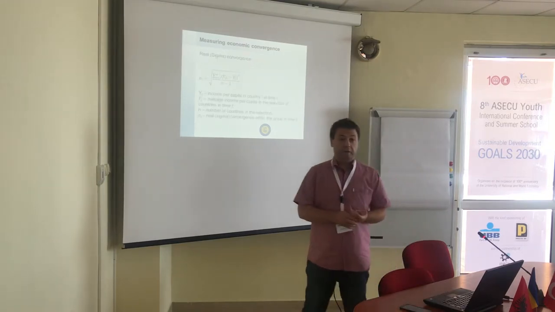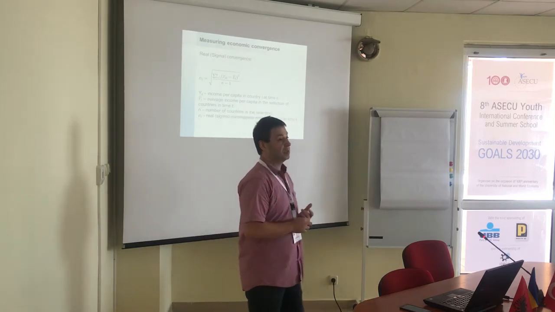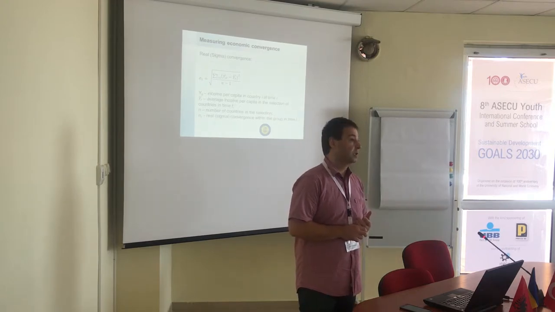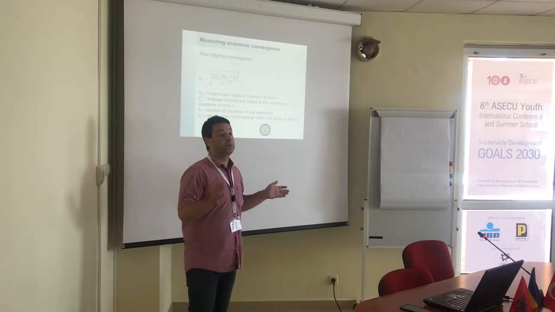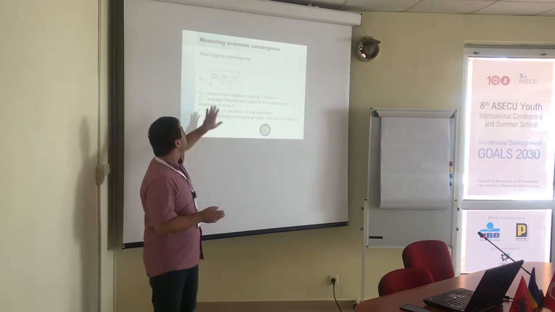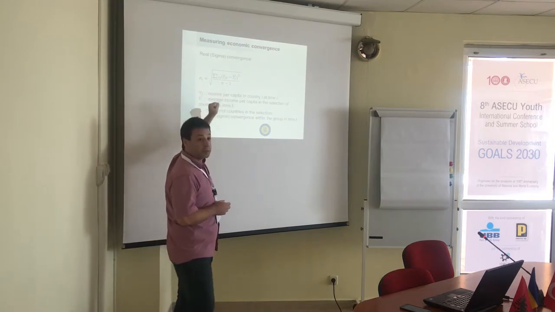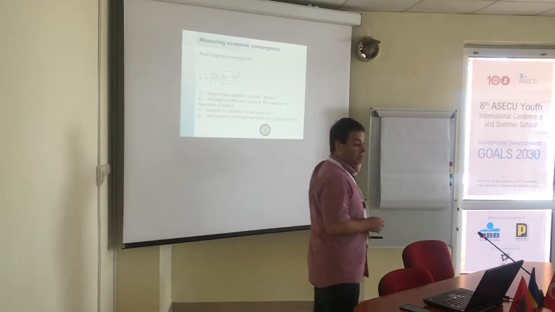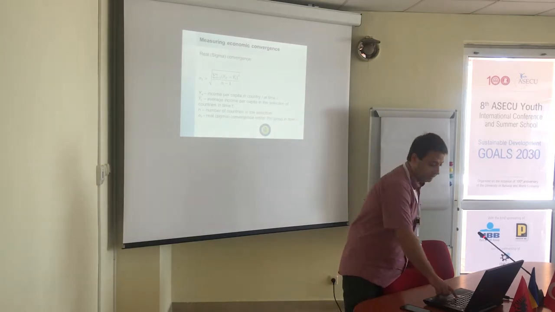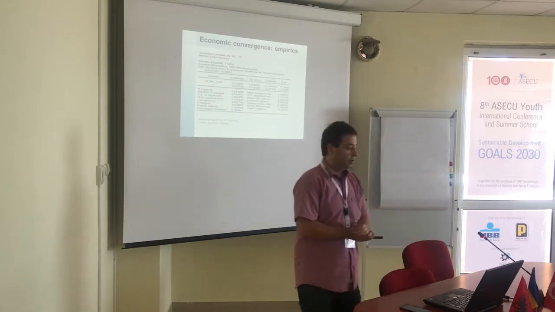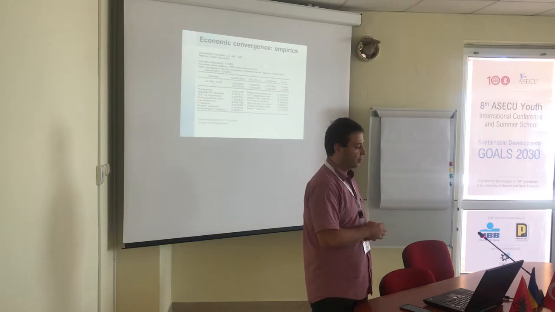The other way of measuring convergence is sigma convergence. It is actually the dispersion between the incomes in a group of countries. The larger the sigma is, the larger the differences between the countries are. So larger sigma means that there is no convergence. Small sigma means there is convergence. It is interesting to see this over time, not as a static value. So we tried the first one, the beta convergence.